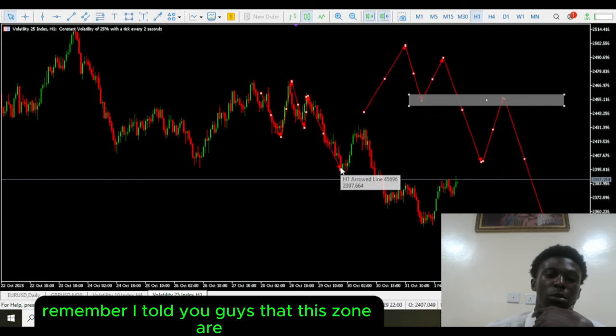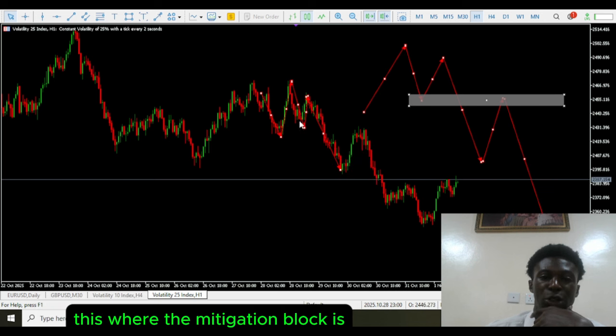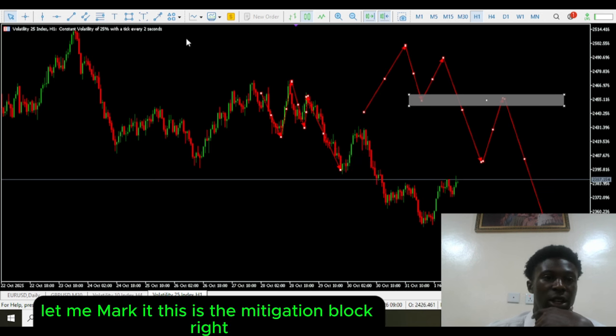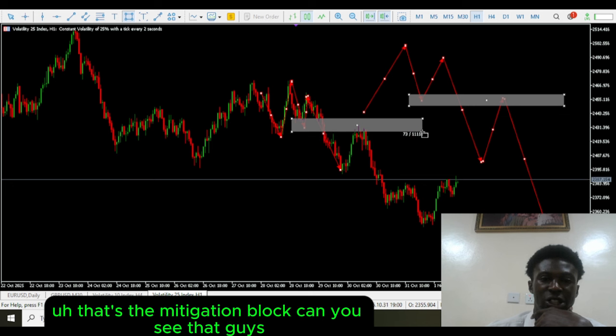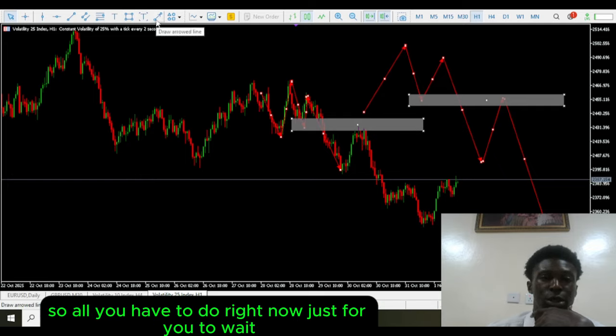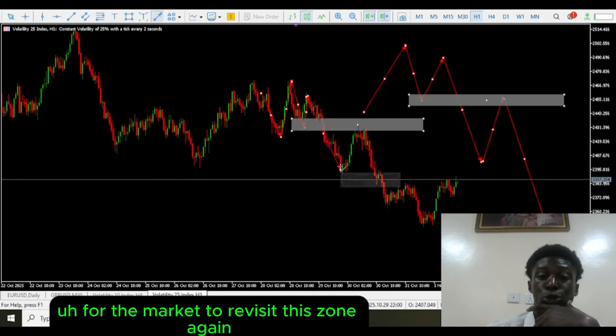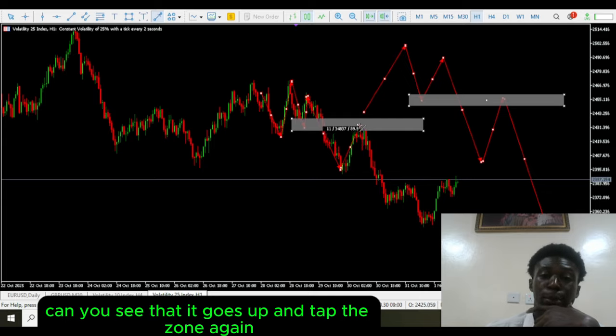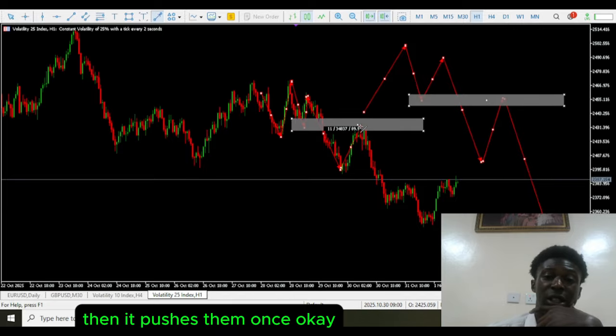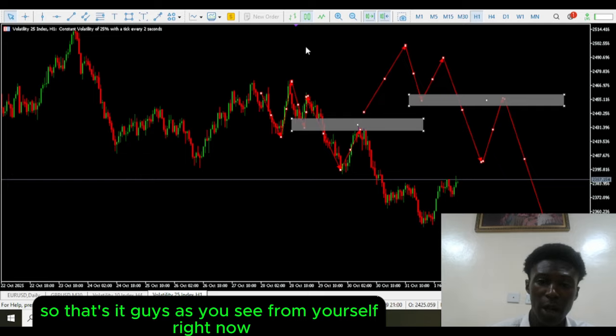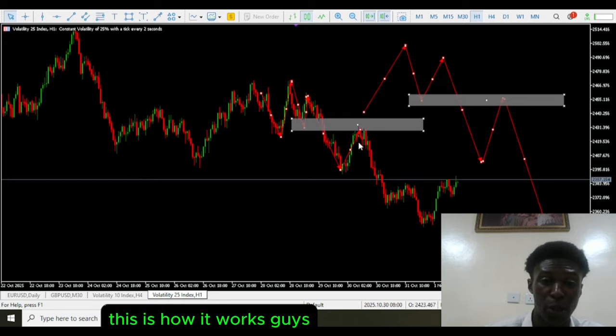Okay, remember I told you guys that this zone is where the mitigation block is. Let me mark it. This is the mitigation block, right? Can you see that, guys? So all you have to do right now is wait for the market to revisit this zone again. Can you see that it goes up and taps the zone again, then it pushes downwards? So that's it, guys. As you've seen for yourself, this is how it works.